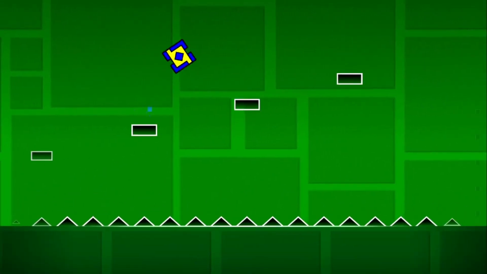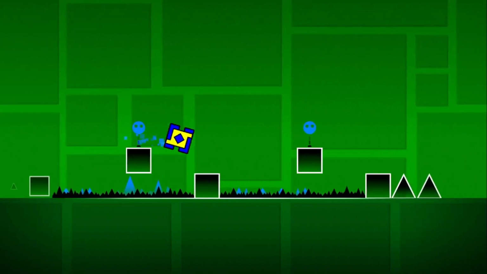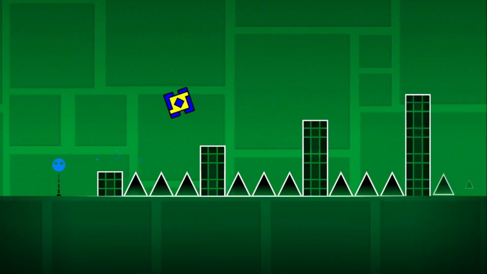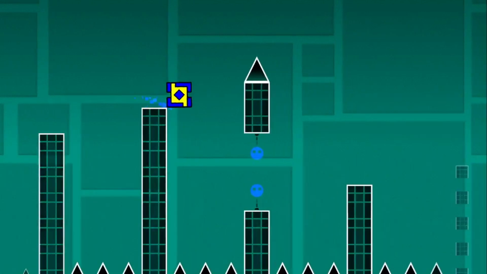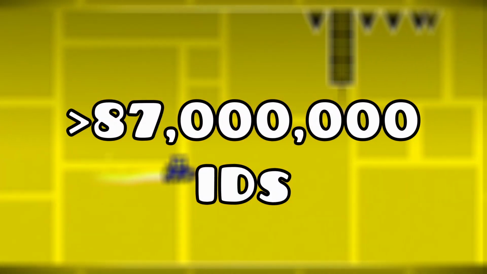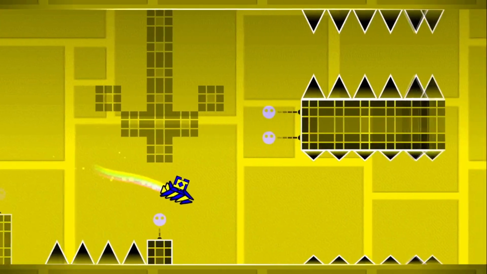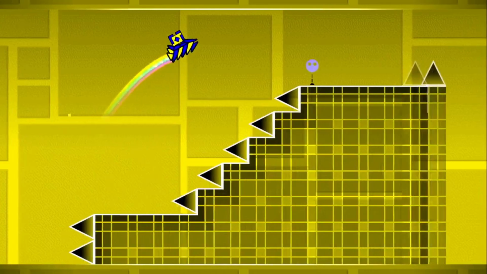The nearly decade-old Geometry Dash is a game that has grown greatly since its release, with countless players having contributed to the community and its levels. To put this into perspective, we have reached over 87 million level IDs in Geometry Dash, showing just how many levels have been created in the game's history.